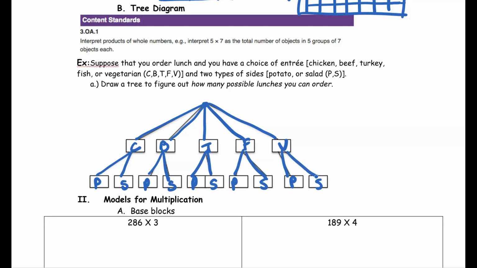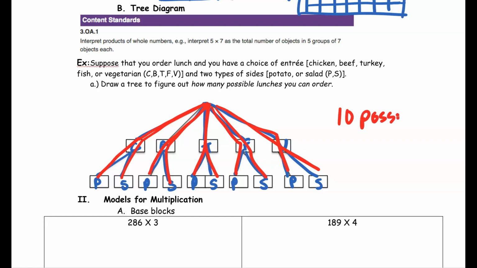And then if you want to count the total number of possibilities, all you have to do is go down each path. So you start at the top and you say, well, I could do chicken and then potato, that's 1. Chicken, salad, that's 2. 3, beef, salad, 4. 5, 6, 7, 8, 9, 10. So there are 10 different possible lunches. This diagram helps us figure that out. We could have just done 5 times 2 at the beginning, but I think it's a lot harder to see why that makes sense. I think the diagram kind of pulls it all together.